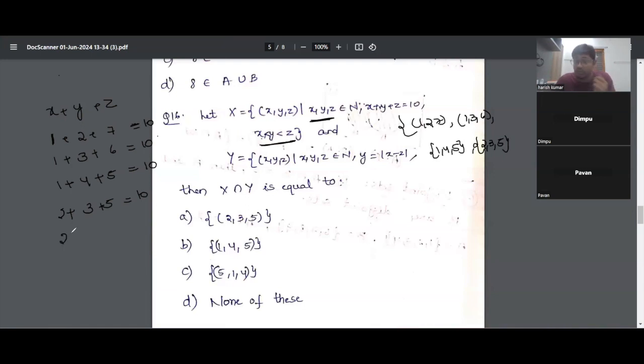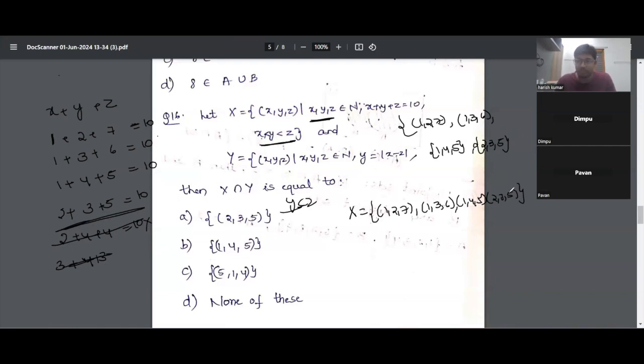Next, I can't take y as 4, because if I take 4, I'll get z also 4. This is not possible because y has to be strictly less than z. Then I'll take x as 3. Then I can take y as 4, but z will be 3. So this is also not possible. So only these values are possible. We got only 4 ordered triplets. So set X contains 1, 2, 7; 1, 3, 6; 1, 4, 5; and 2, 3, 5.